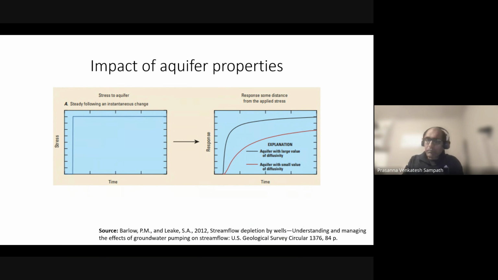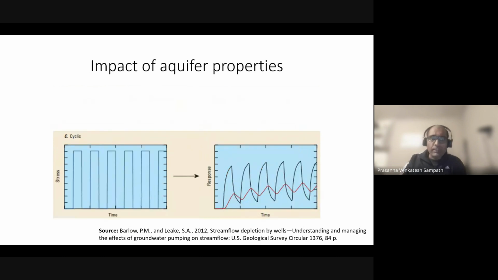Okay, all right. Now, one more example. Suppose I have cyclic pumping. On the left, you see the pumping rate, it's kept steady and then it's brought down to zero. And then after some time, again, it goes up to the same pumping rate. It pumps for some time and comes back down to zero and so on, right? So I have some kind of a cyclic pumping behavior.